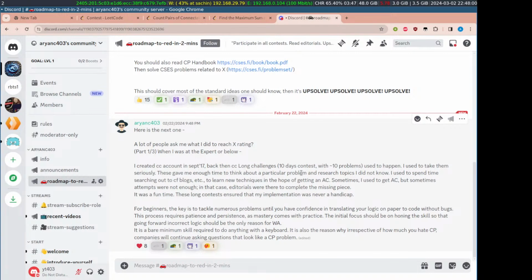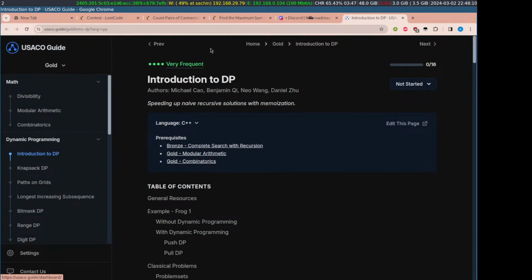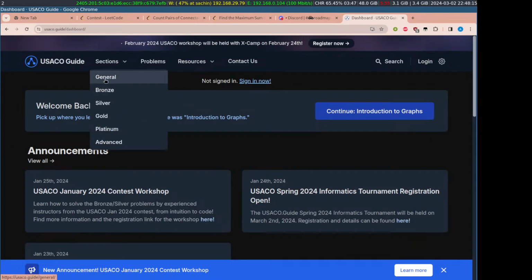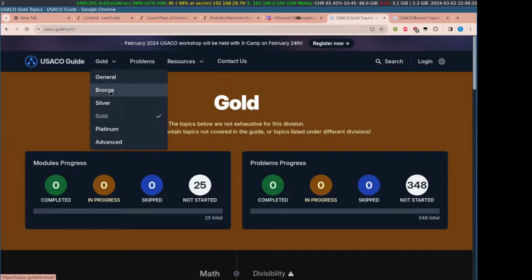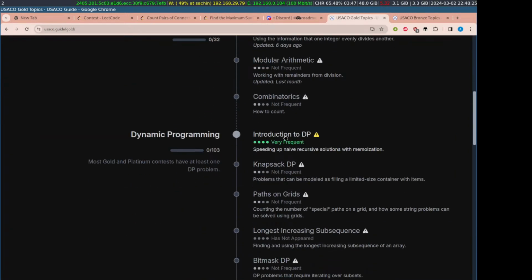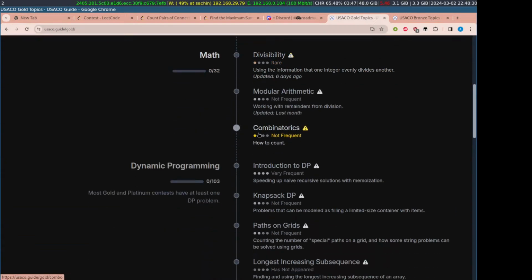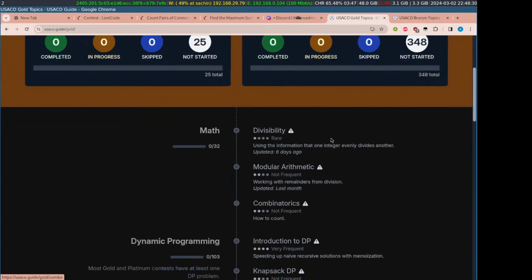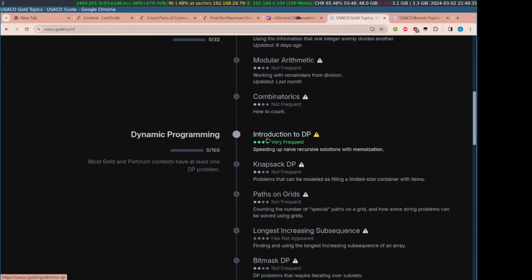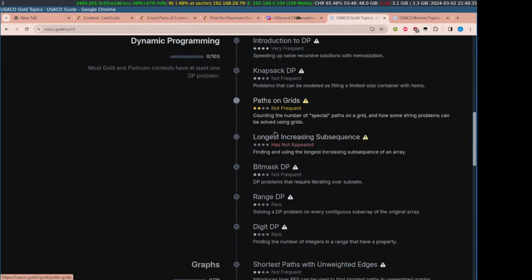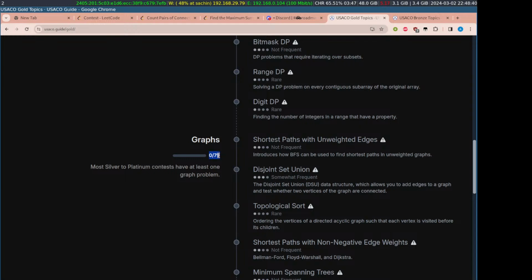But for example, if you see something else over there, like dynamic programming or something, there are way too many algorithms in this guide, and it has detailed instructions as well. For example, they have divided it like bronze is the easiest section, then silver, then gold, and then platinum is the way you should go. Then here you can see a lot of topics are there. For gold, which is generally candidate master on Codeforces, math related topics are there. Dynamic programming is there: introduction to DP, knapsack, path on grid. Graph has 79 sections.